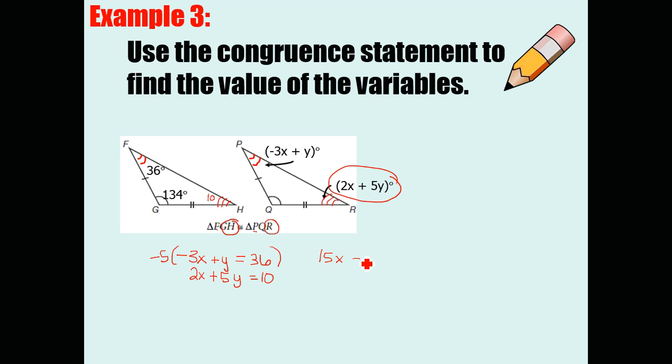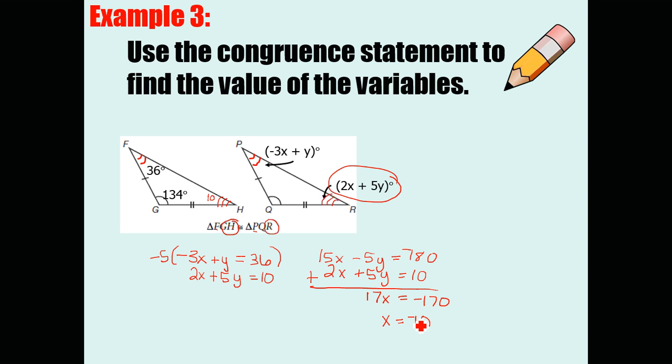You'd have 15x minus 5y. Then you have to take negative 5 times 36, which would give me 180. Actually, that would be negative. And then you'd have 2x plus 5y equals 10. So that's negative 180 plus 10, which would give me negative 170 when I add those two together. And then 15 and 2 is 17x. So we would go ahead then and divide by 17. x equals, that's right, you should be thinking it, negative 10 actually.